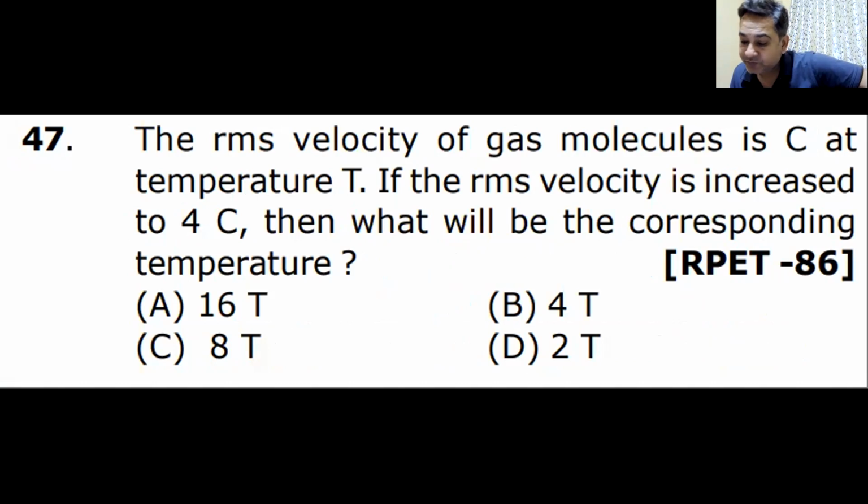Question number 47. The RMS velocity of a gas molecule is C at temperature T. If the RMS velocity is increased to 4 times C, what will be the corresponding temperature? And I'm waiting for your answers. A, B, C, D, 1, 2, 3, 4. I can't see because it is in light. Get it in the dark.